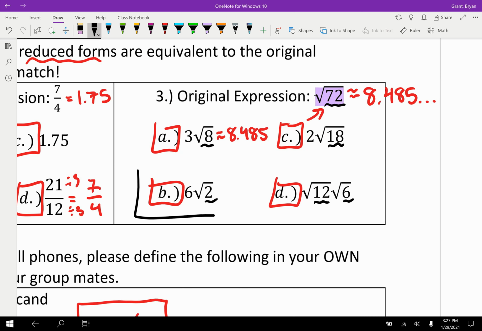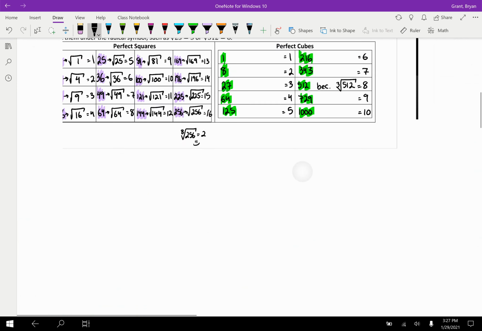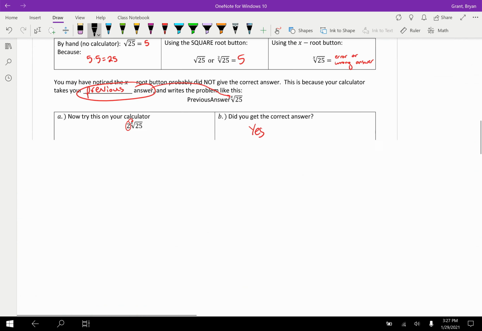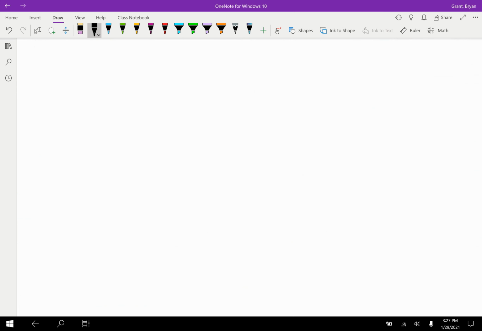So we would say that this is the most reduced form. Even though every answer here has the same decimal, every answer is correct. B is what we've been looking for. And so that's what we're going to finish off class with today, how to fully simplify a square root.